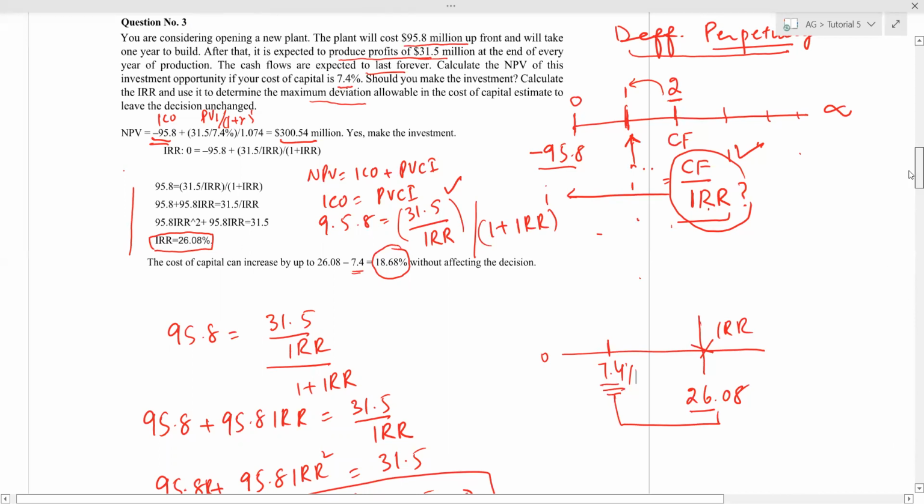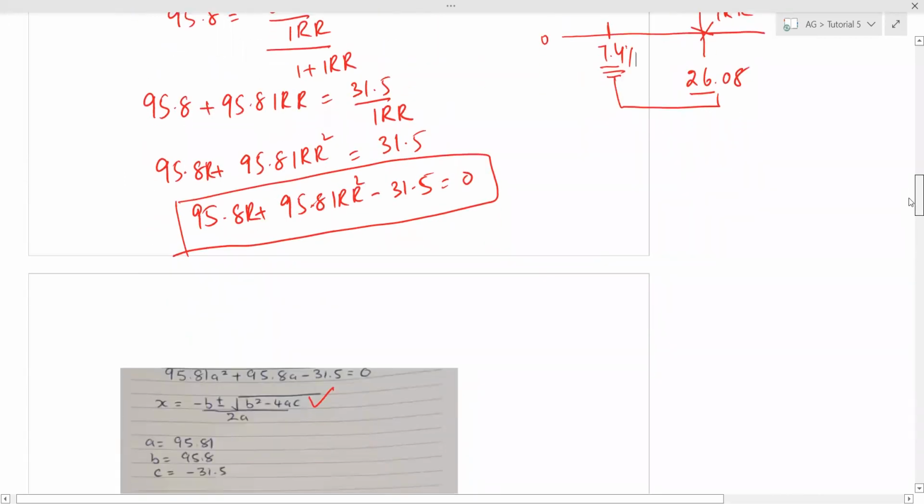Okay, did you get this answer, students? Any issues so far? Anyone?